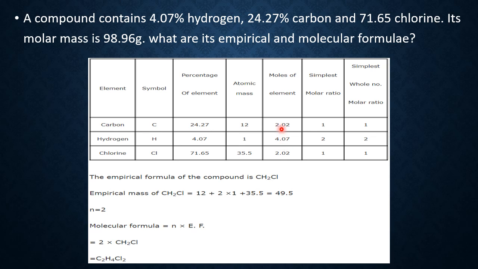Because these are fractions, to get whole numbers we divide by the simplest, smallest of these values. With that number you divide, and the answers are approximately 1, approximately 2, approximately 1. That means there is one carbon, two hydrogen, and one chlorine. This is the simplest ratio of the atoms. Simplest ratio means what? Empirical formula.